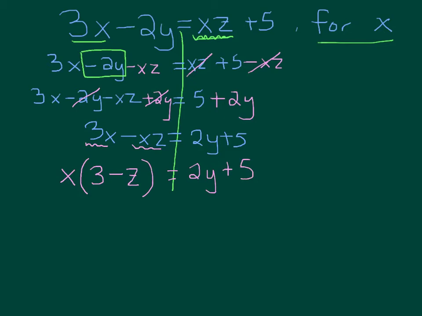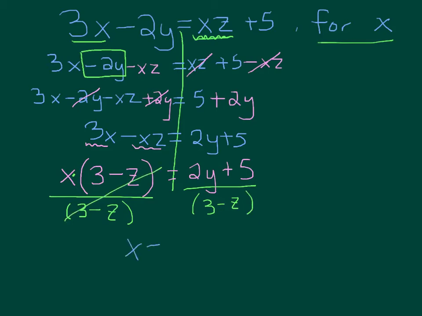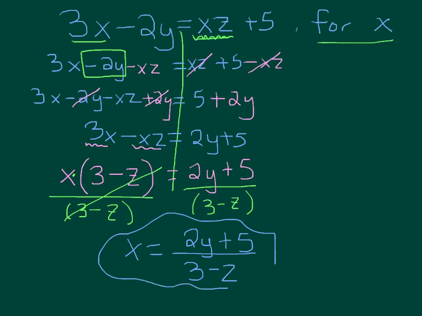And now, to solve for x, here we have x times that quantity. The opposite of multiplication is division. So I'm going to divide both sides by the quantity 3 minus z. That cancels this whole thing out and leaves me with x equals 2y plus 5 divided by 3 minus z. So this one was a pretty complex literal equation, but I thought it was kind of fun.